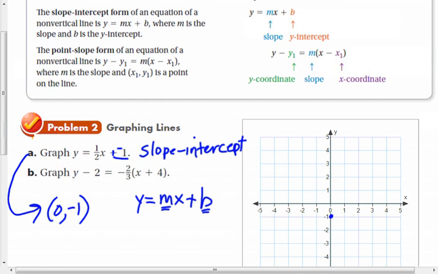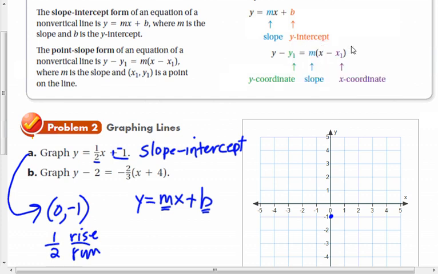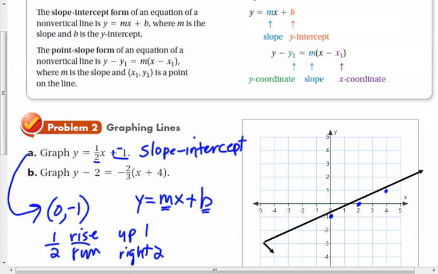And then I'm going to use the slope to find another one. Remember that slope is rise, the ratio of rise to run. So a rise of 1 means go up 1, and a run of 2 means go right 2, because it's positive 2. So from the point on the y-axis, I'm going to go up 1 and right 2, and I end up right there. Up 1, right 2 again, it's right there, and then I just draw a line through that. And that'll look something like that. Get rid of that line.